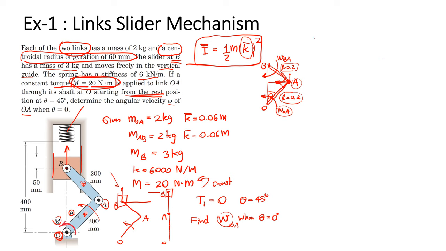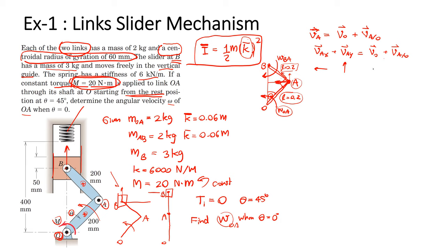So VA is equal to VO plus VA with respect to O. And VA should have VAX and VAY, and VO and VA with respect to O. The direction of VAX will be to the left-hand side. The direction of VAY will be in the upward direction.